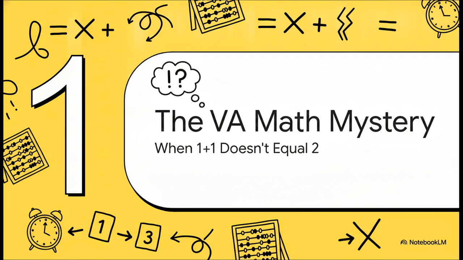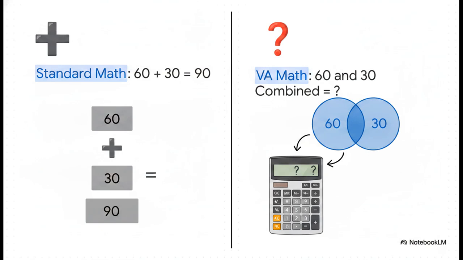The VA math mystery, when 1 plus 1 doesn't equal 2. Okay, first things first. We need to completely clear our minds of everything we learned in grade school math class. Under standard arithmetic, adding these percentages is a total breeze. 60 plus 30 is 90. Bam, done. But 38 CFR 4.25 dictates a completely different baseline formula for combined ratings.